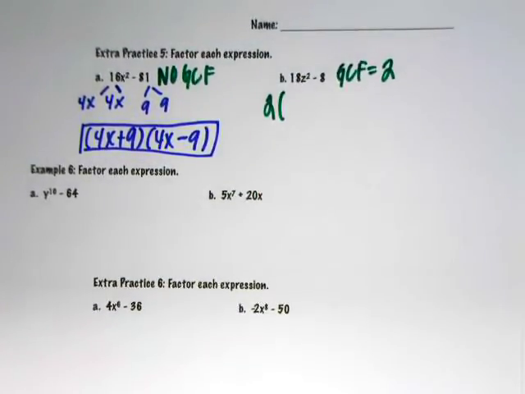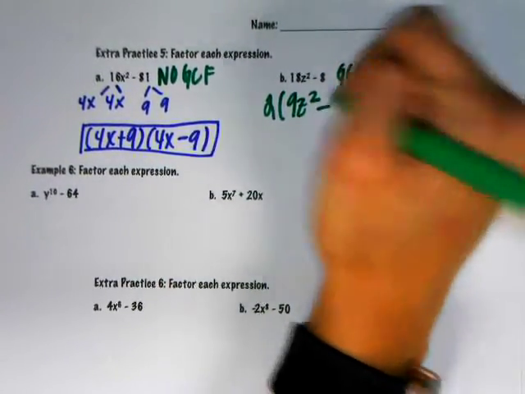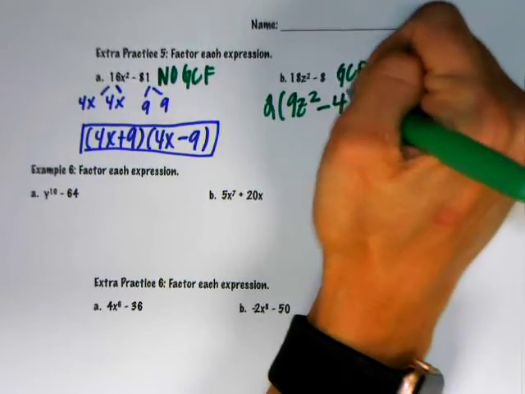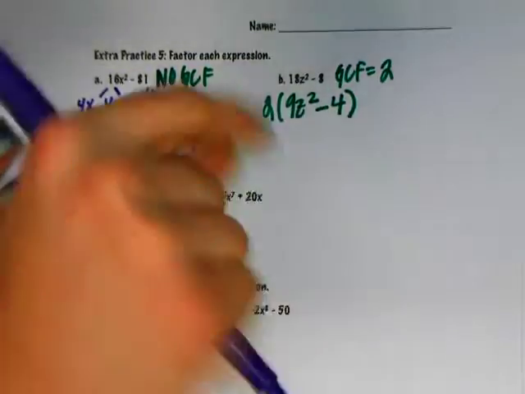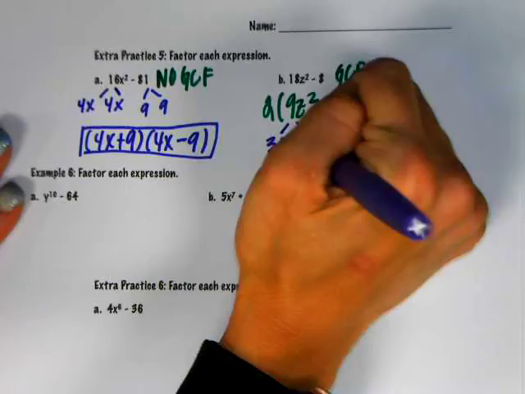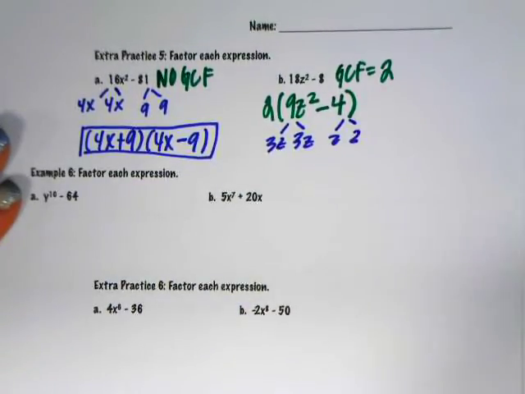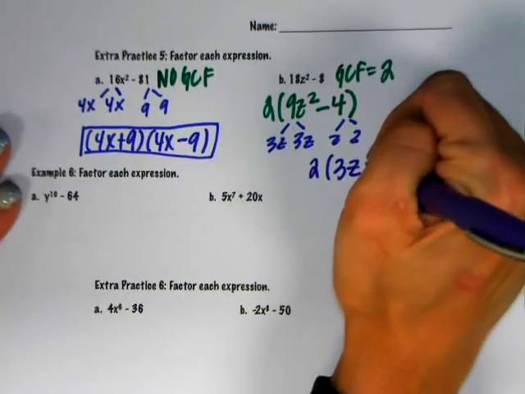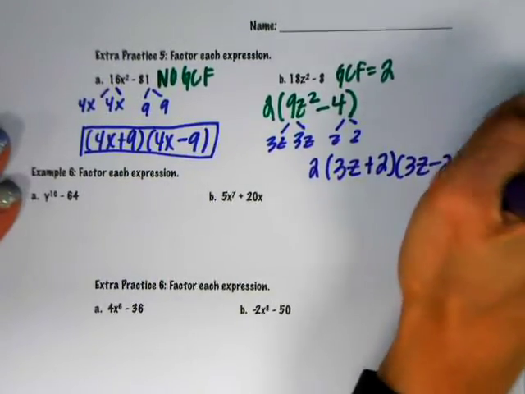Okay, so when you divide out the 2, what's 18 become? 9. What about the 8? 4. Mm-hmm. Okay, and then it's subtraction. Is 9z squared something times itself? Yes. 3z. And then 4. Okay, so you have 2, and 3z plus 2, 3z minus 2.